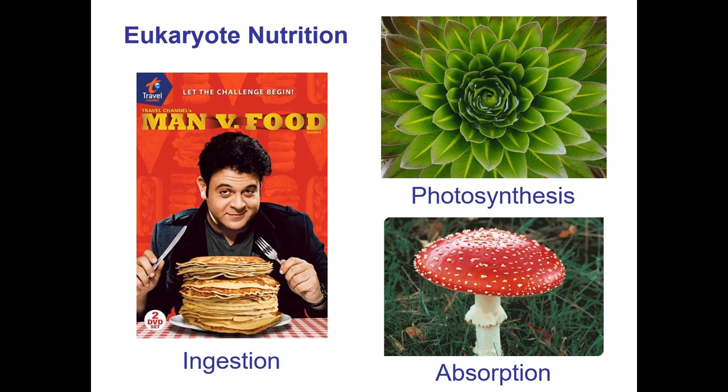So imagine if I placed a cake in front of you. If you were ingestive, which you are, you would simply reach out and grab a chunk of that and eat it. If you were absorptive, what you might be able to do, it would be a cool trick, you might be able to take your hand, stick it into the cake, release enzymes, turn the cake into goo, and then absorb that through your skin. If you were photosynthetic, of course, you wouldn't care about the cake at all. You'd just go outside and lie in the sun.